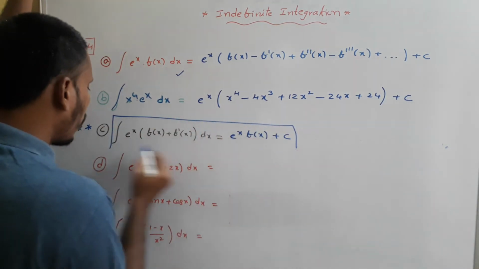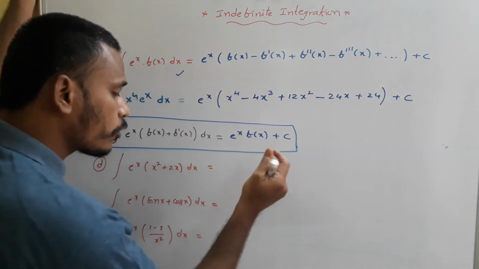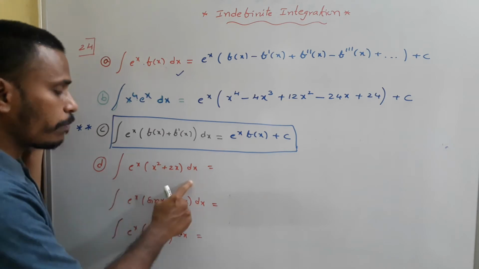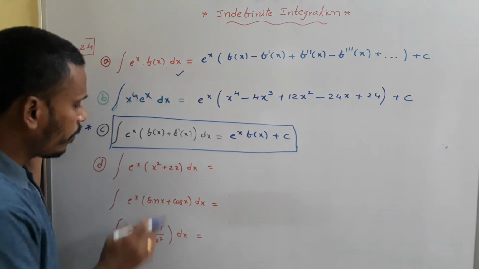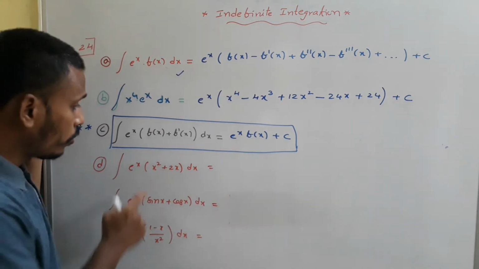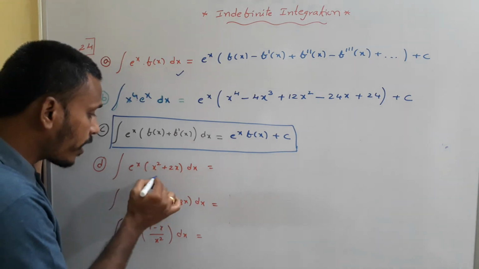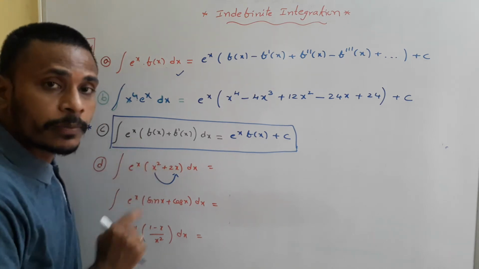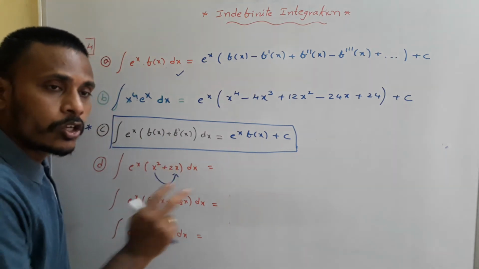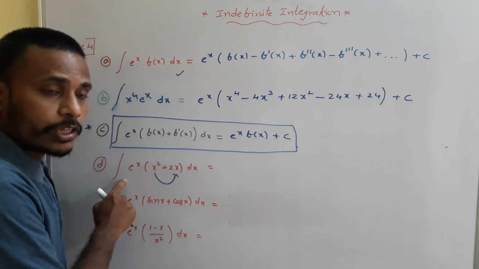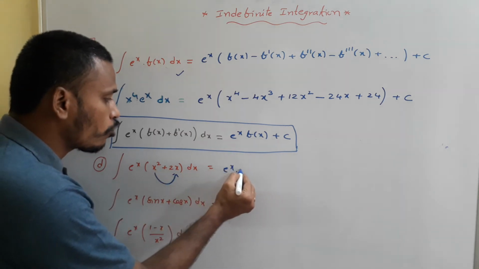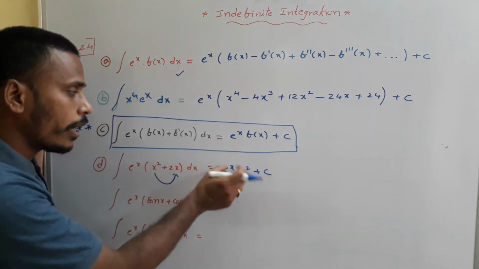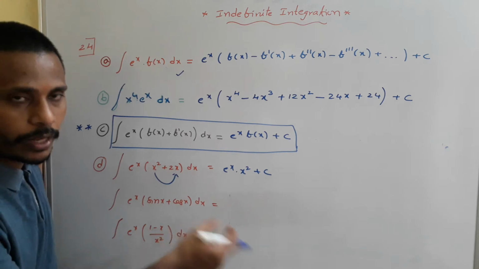So now to use this result, we always need to search for a function and its derivative along with e power x. When you observe this first simple problem, e power x is already there, and x square and 2x. The derivative of x square is 2x. So if x square is f of x, its derivative is 2x. So function and its derivative along with e power x, your answer is e power x into f of x, which means x square, plus c. There ends the problem. So for this, the integral value is x square into e power x plus c.